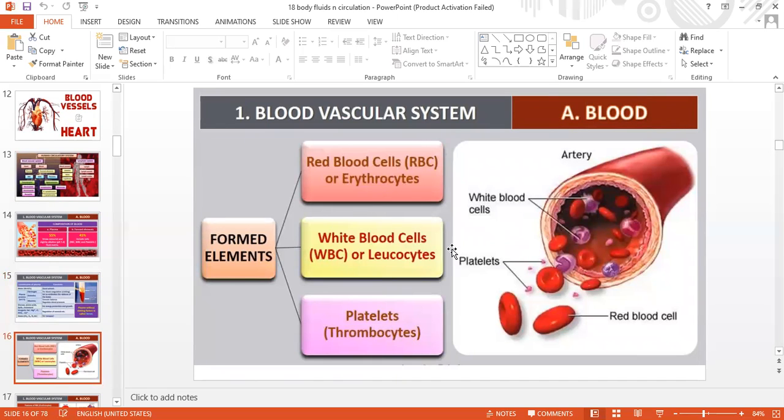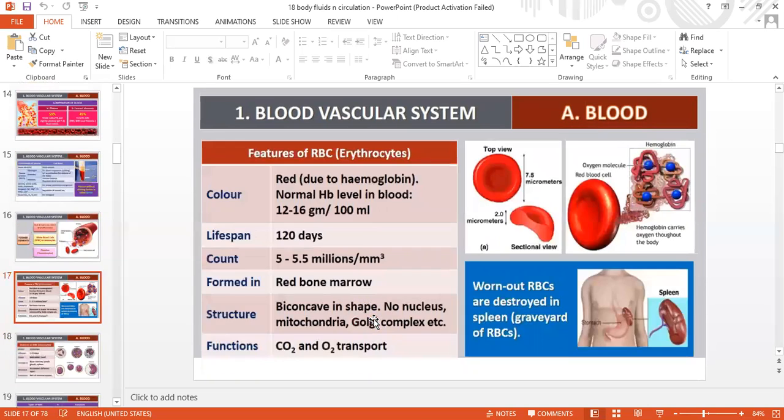Now, let's talk about the formed elements. There are three types: RBC, WBC, and platelets. Together they are known as the formed elements. Now, let's see each of them one by one. Let's see first RBC, which is known as erythrocyte.